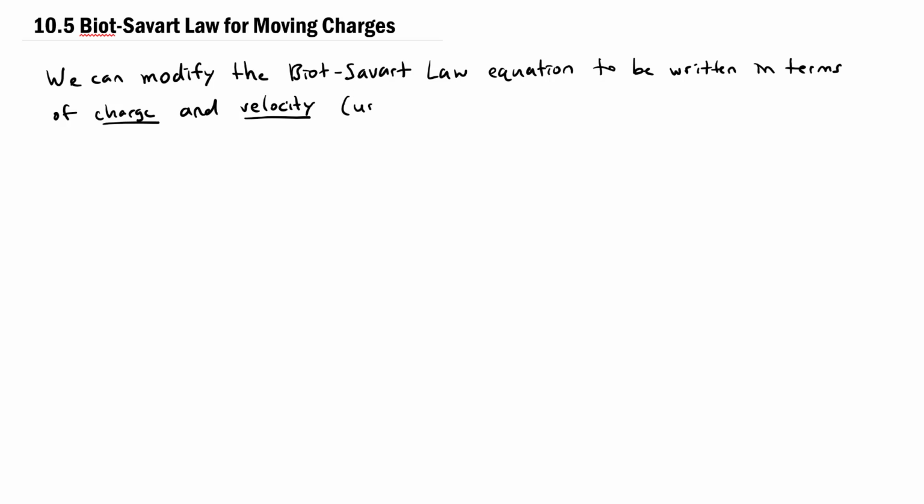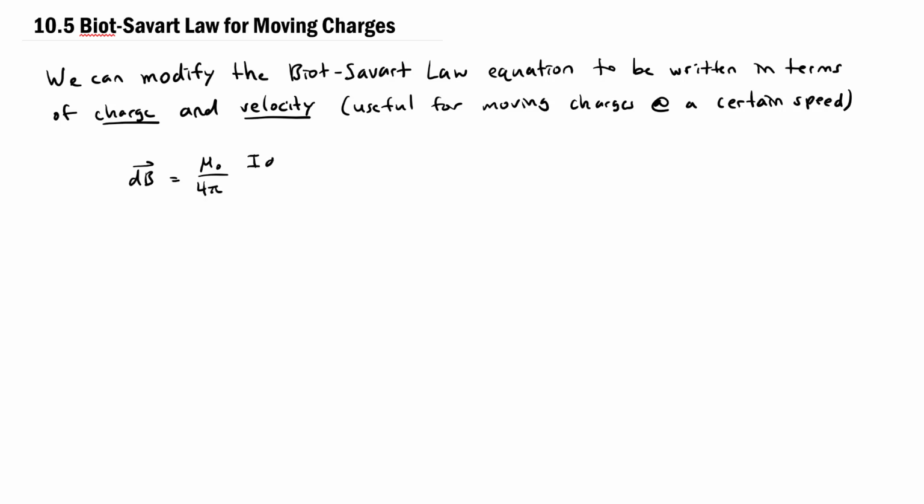So then this would be useful for moving charges at a certain speed. So how do we change the equation? Let's first start off with our definition of the Biot-Savart law. So dB is equal to mu naught over 4 pi I dl crossed with r over r squared.